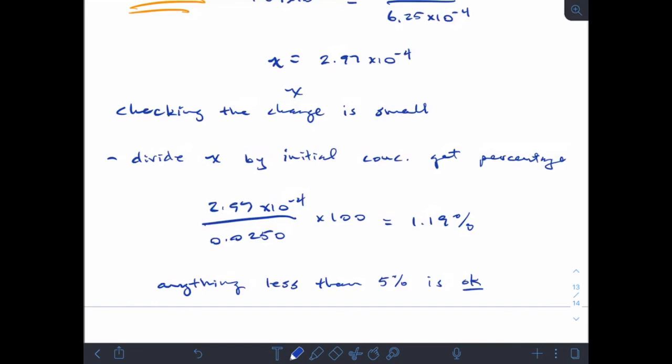Okay, so that does it for chapter 15. I highly recommend a lot of practice with ICE tables. We're going to use them quite a bit in the upcoming chapters, because we're going to be dealing with acid-base equilibria and buffers and all kinds of things that are going to require facility with ICE tables.